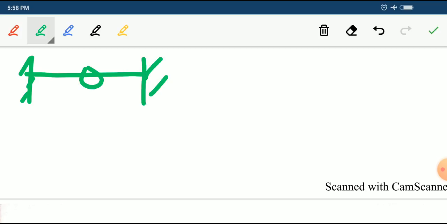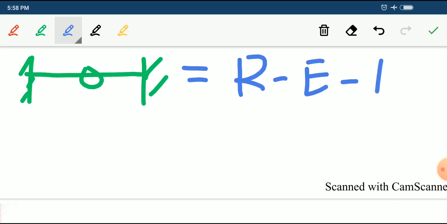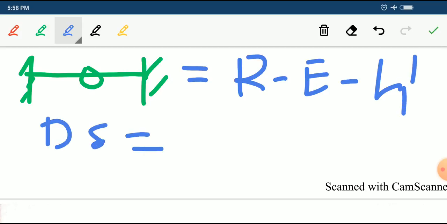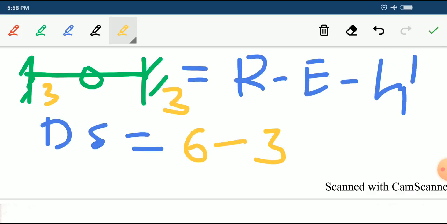Okay, for this beam, tell me the values. You solve this one, just pause it and you can solve this one. Okay, can you solve this one? Ds of this beam, so the number of reactions: this is fixed, this will be 3, again this will be 3, the total number of reactions will be 6. Minus equilibrium equations, that will be 3.